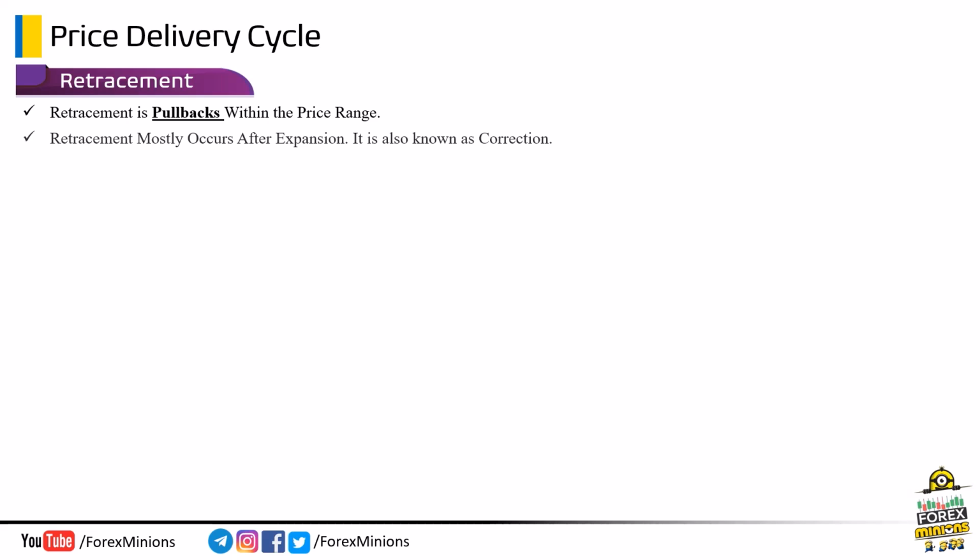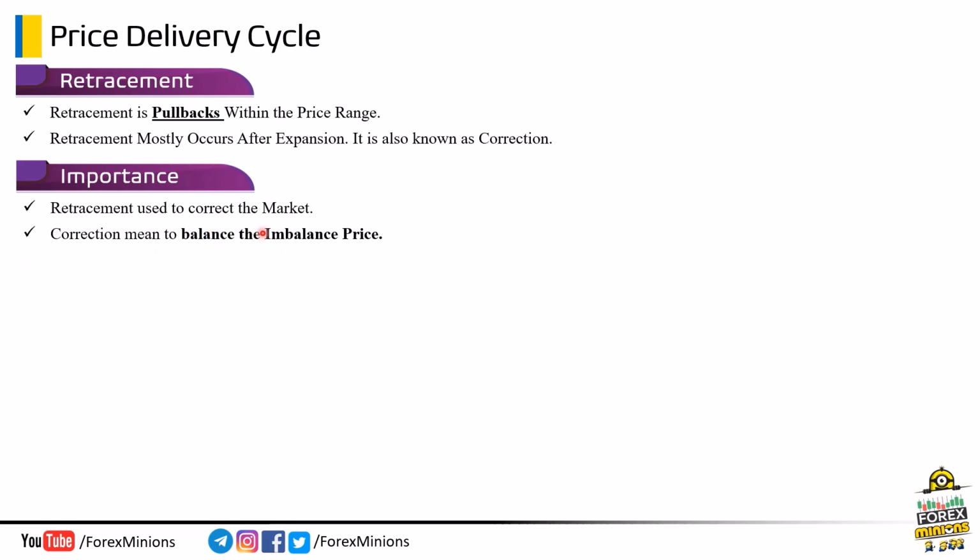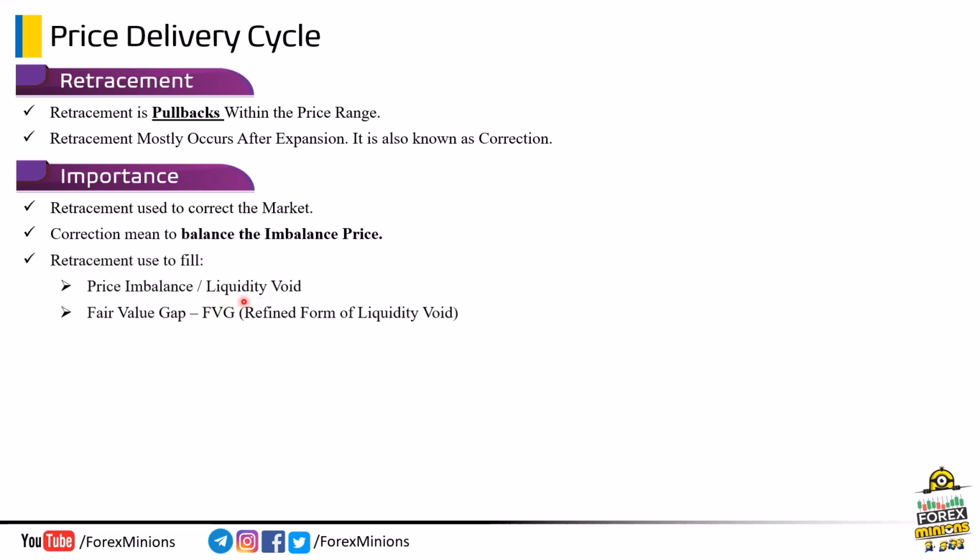Now let's study retracement. Retracement is basically a pullback within the price range. Please note retracement mostly occurs after expansion, and it is also known as correction. Now, what is its importance? Retracement is used to correct the market. Now the question is why this is also known as correction? Because correction means to correct the market cycle, in other words to balance the imbalanced price. That's why retracement is used to fill the price imbalance and liquidity voids. Please note fair value gap is a refined form of liquidity void, and we will cover these entry zones in complete detail in the next lecture.